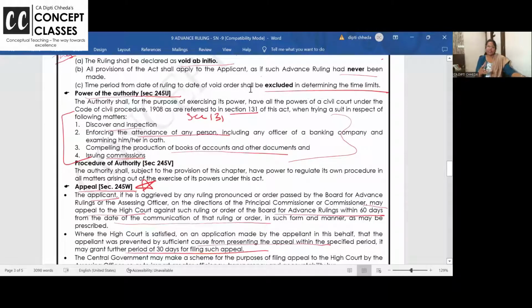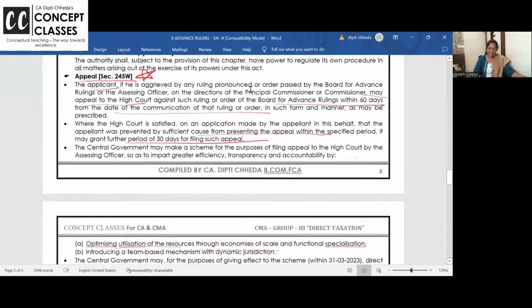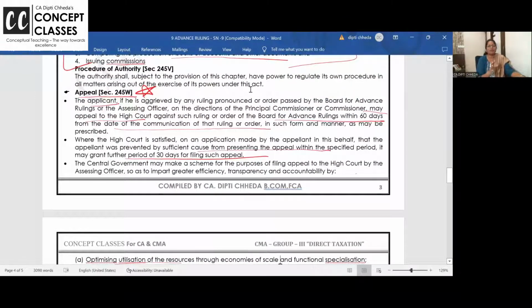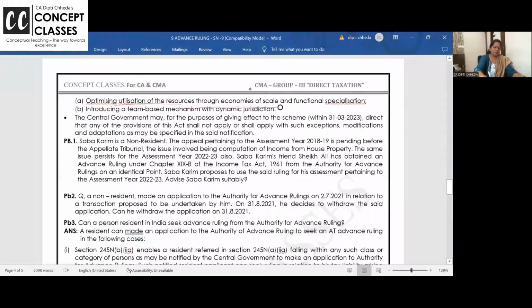Okay, to proceed smoothly with AR, what are the powers? So exactly all the powers that the authorities have. And if you feel aggrieved with the order of the advance ruling, you can go for appeal with the High Court for the question of law. Okay, now, simple questions are there.